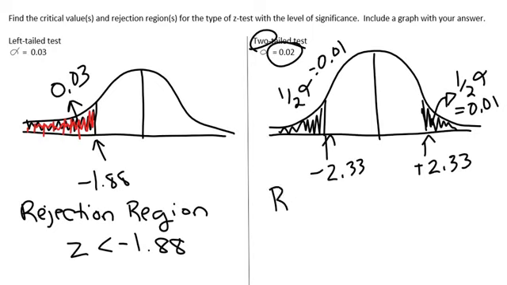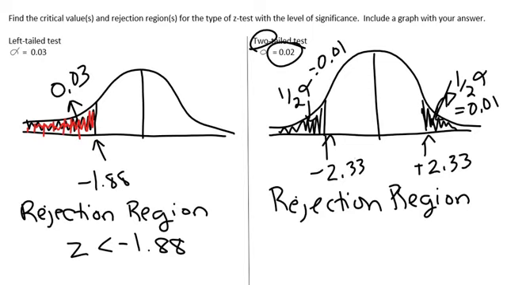So how would I state my rejection region? Remember, my rejection region would be if z falls in any of these. So you could say if z is less than negative 2.33 or if z is bigger than 2.33.